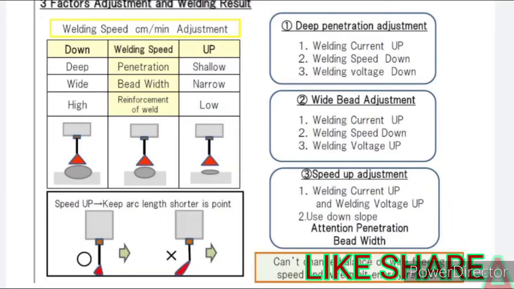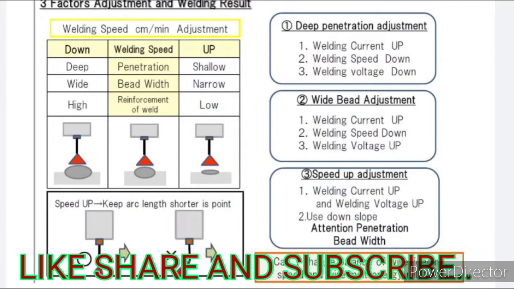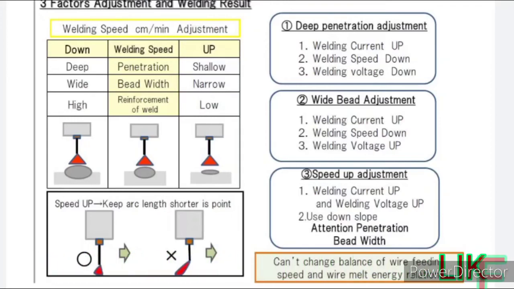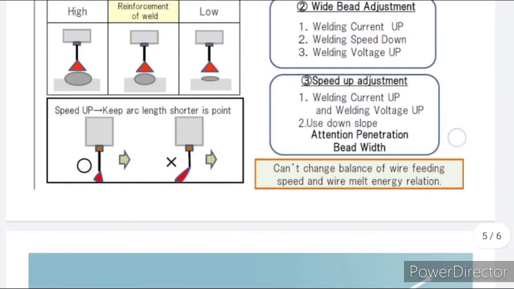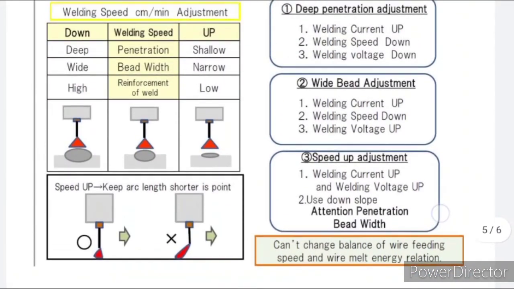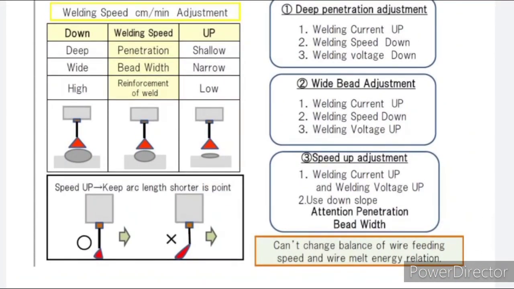For wide bead adjustment, welding current up, welding speed down, and welding voltage up. For speed up adjustment, welding current up and welding voltage up. And use downslope attention, penetration with wide bead. So friends, I hope this video is very useful for welding.